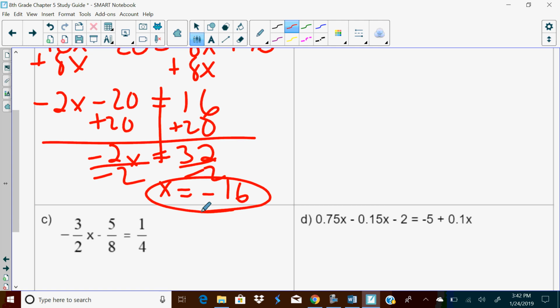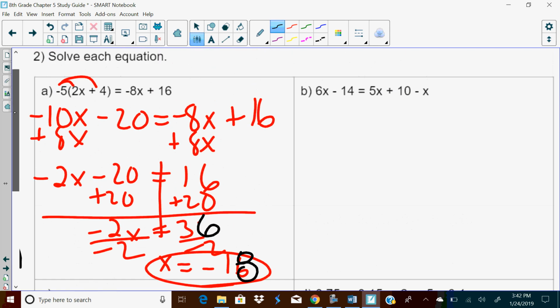Oh, you know what? I'm sorry, I made a slight error. I want to double check my work. This is a 36, not a 32. So when I divide by negative 2, I actually get negative 18. So I want to make sure that you're checking your work.